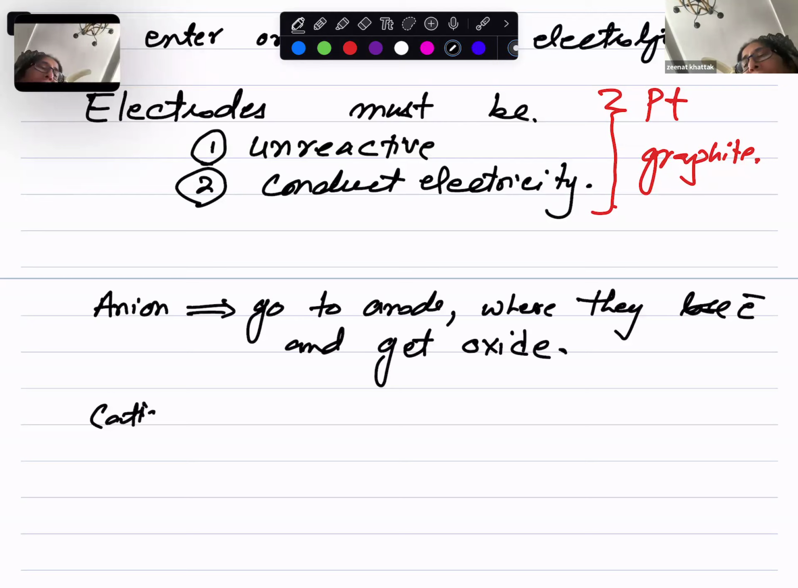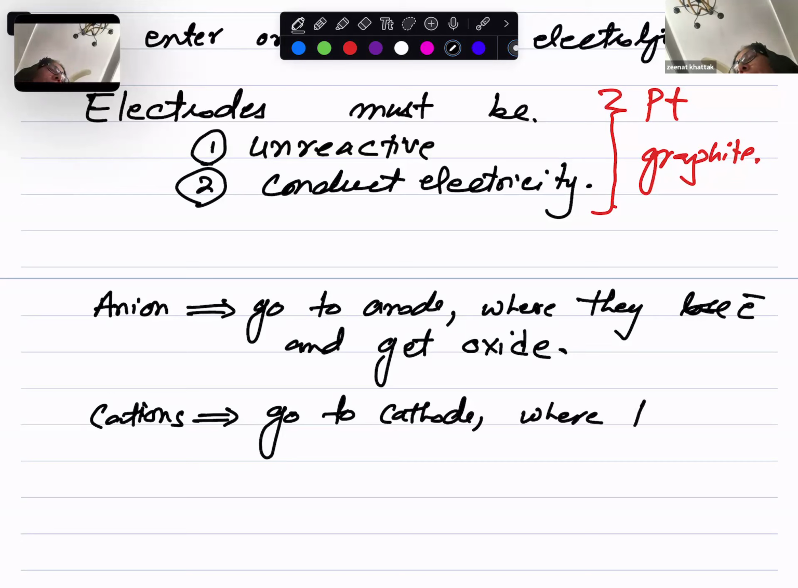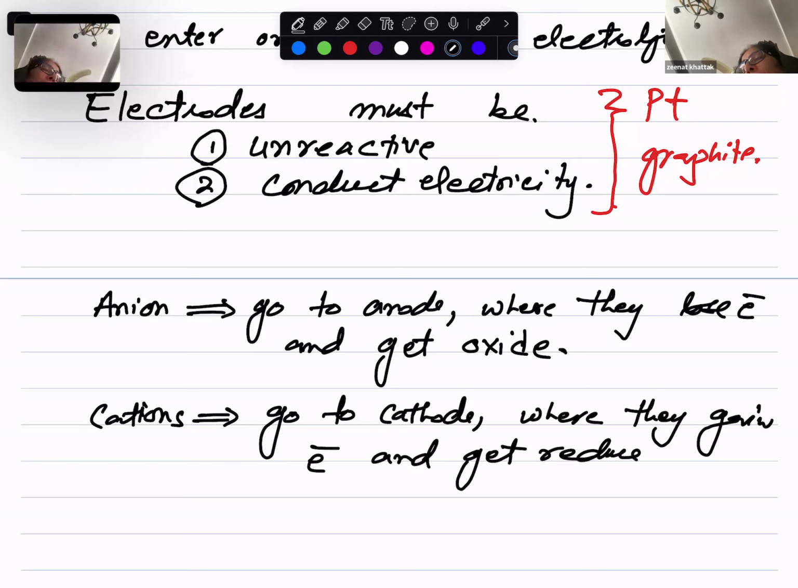Cations go to the cathode, where they gain electrons and get reduced. Now, next point.